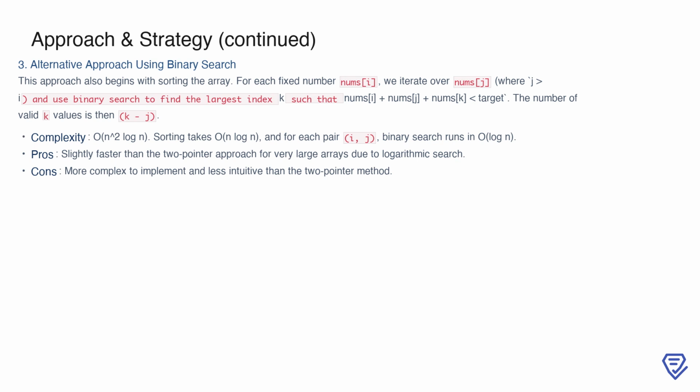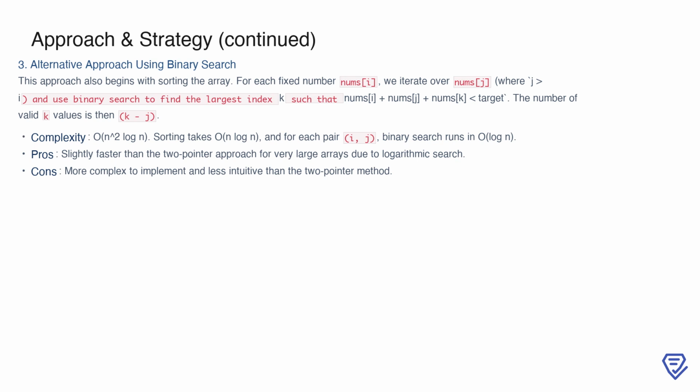An alternative approach to the problem uses binary search. Like the two-pointer method, it starts by sorting the array. Here, we fix the first number in the triplet and iterate over the second number. For each pair of fixed numbers, we use binary search to find the largest index where the sum of all 3 numbers is still smaller than the target.